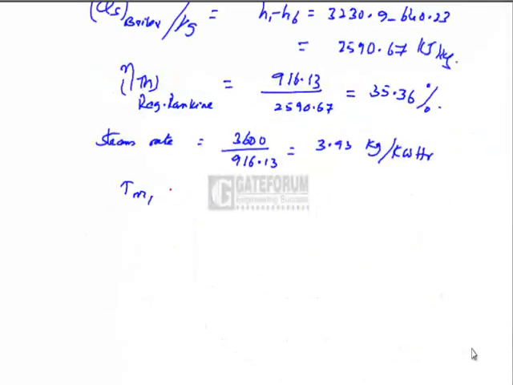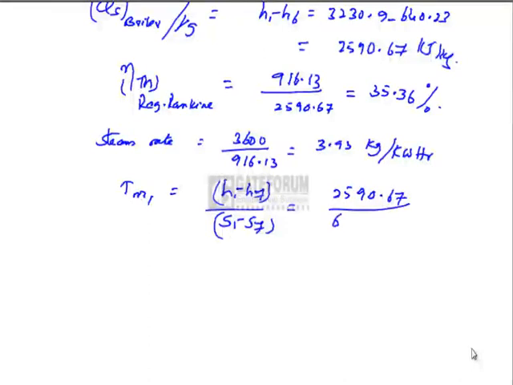The mean temperature of heat addition is enthalpy change in the boiler per kg, that is heat supplied, divided by entropy change. This gives 2590.67, that is H1 minus H7, divided by 6.9212 minus 1.86. This results in 511.95 Kelvin, which is equivalent to 238.8 degrees Celsius after subtracting 273.